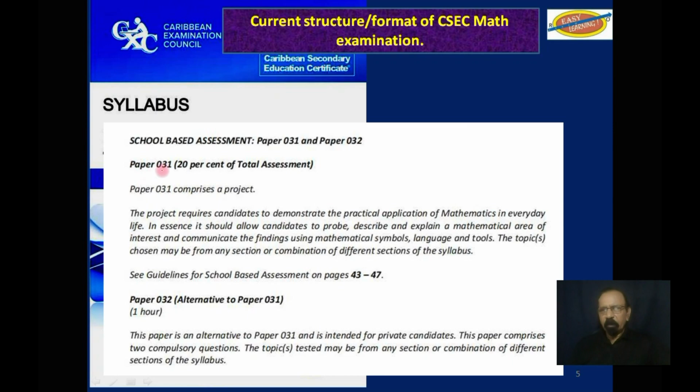Then there is also a paper 3. If you are in school, that will be the school-based assessment, where your teacher will direct you into choosing a program, a research project, you obtain data, and then you do some statistical analysis on that data. That is if you are in school. If you are not in school and you're writing this exam as a private candidate, you will be taking the alternative to paper 03, where you will be given the data and then you have to do some statistical analysis as directed on the question paper.